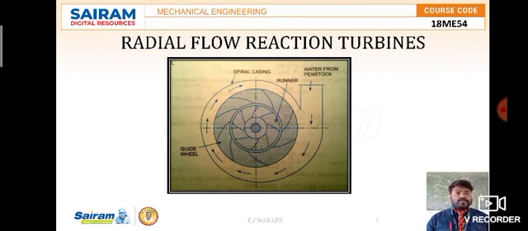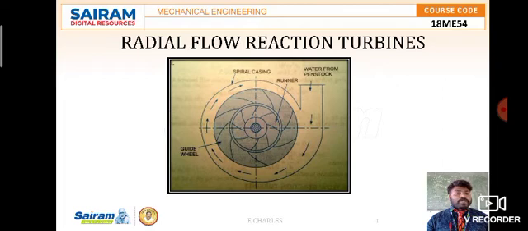You can see this first and foremost. We can see this radial flow reaction turbine, where water comes through the penstock. So water comes through this draft tube, and then it will come to the spiral casing, and then water enters into the runner. So there is a guide wheel. First it enters into the stator, so water enters into the stator first.